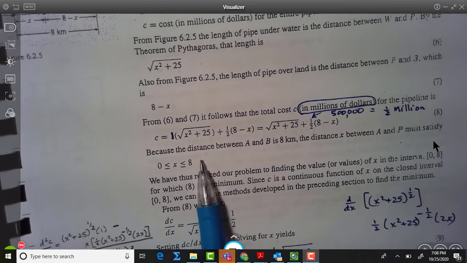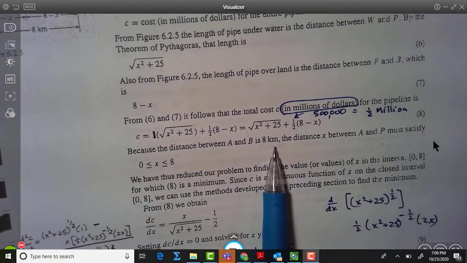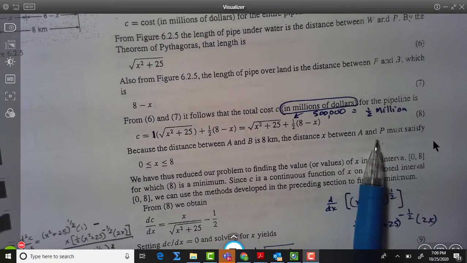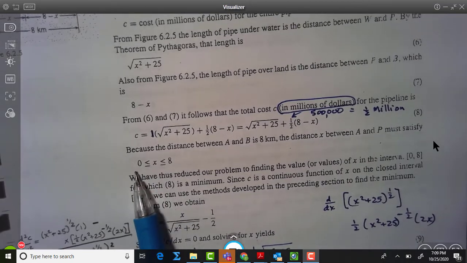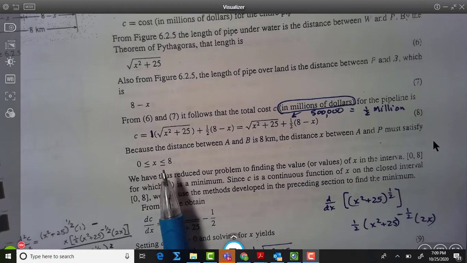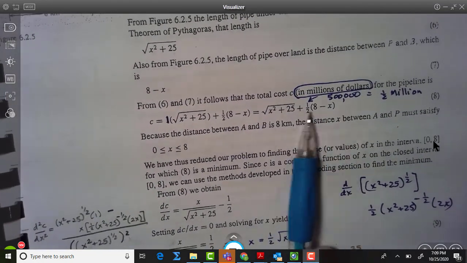Now, the distance between A and B is 8 kilometers. So the distance between A and P has to satisfy x between 0 and 8. So that's an important thing to know. So here we go. We're going to take the derivative of this.